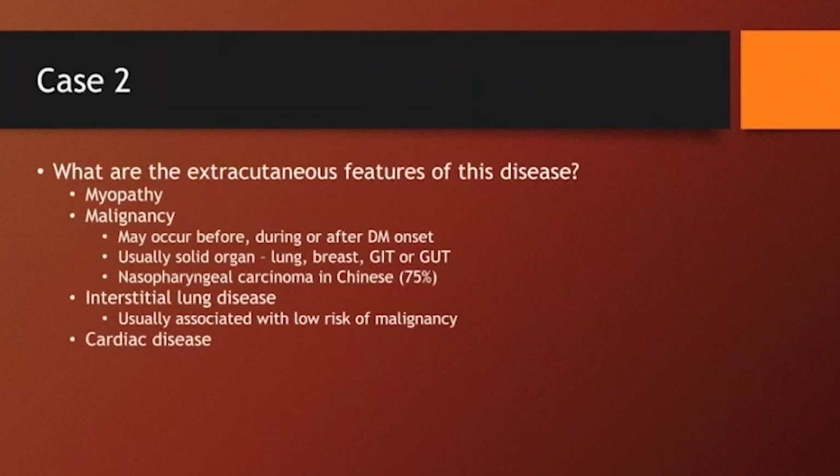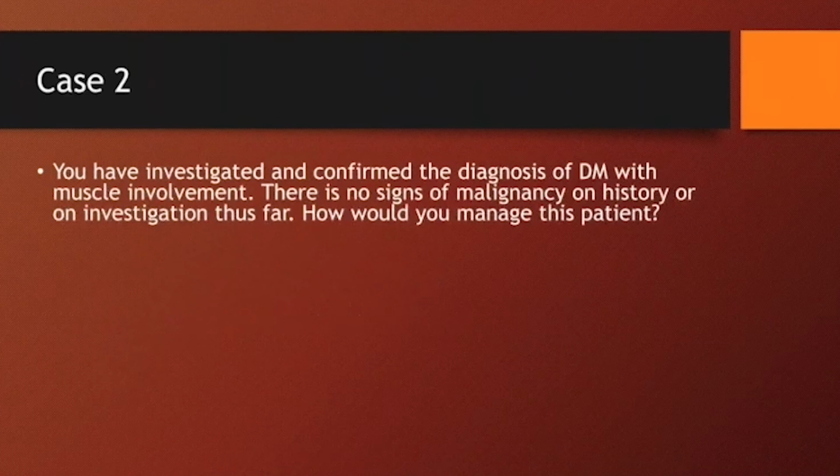There can also be cardiac disease, arthritis, and vasculitis. You have investigated and confirmed the diagnosis of dermatomyositis with muscle involvement. There are no signs of malignancy on history or investigation thus far. How would you then manage this patient?